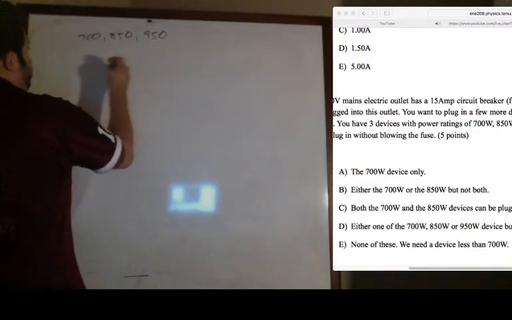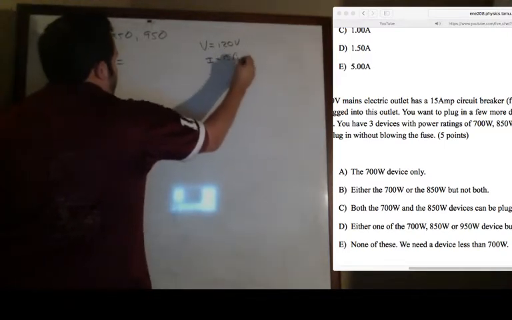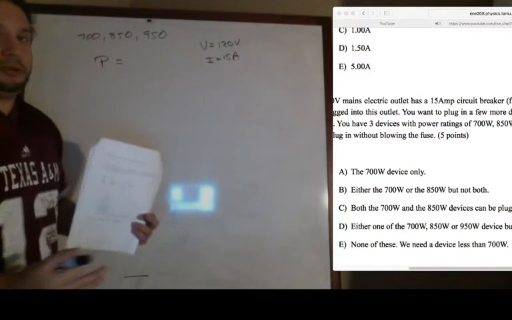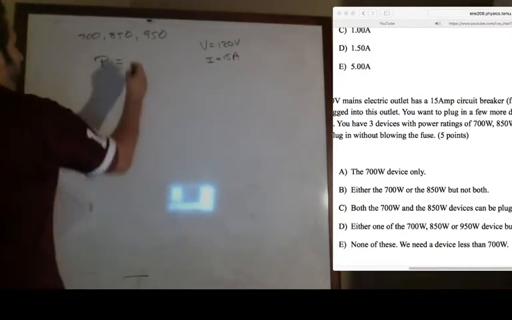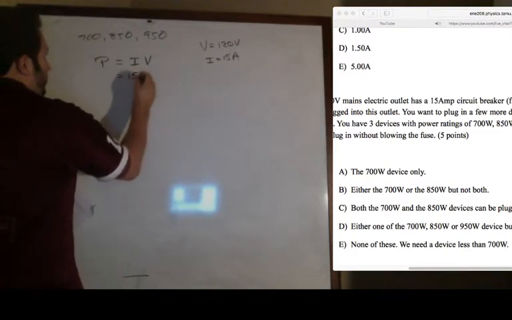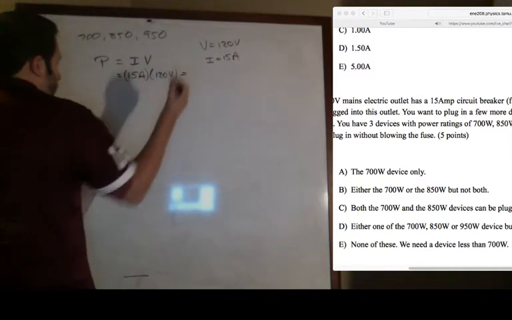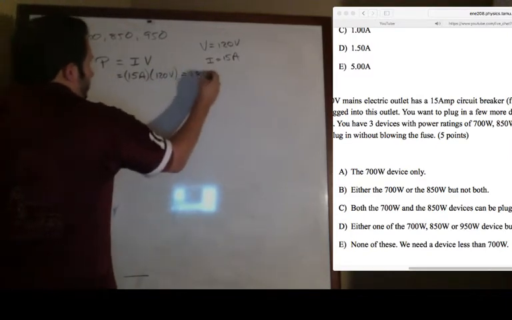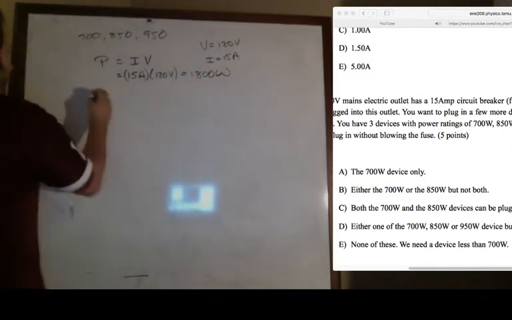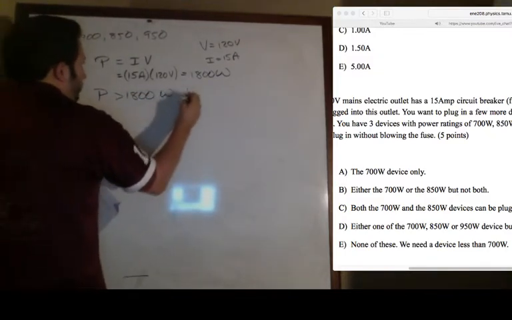Now notice how they give me a voltage of 120 volts, and they give me a current of 15 amps. So if I want to find the total power that can be held by this outlet, I'm going to use I times V, which is going to be 15 amps times 120 volts, which is going to come out to 1800 watts. And so any power greater than 1800 watts is going to blow your fuse.